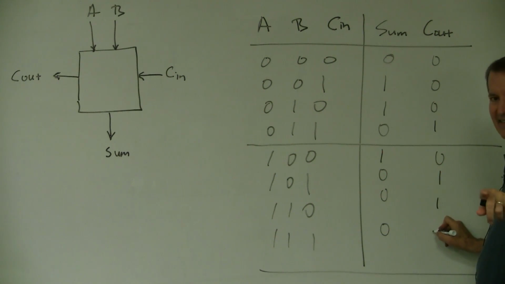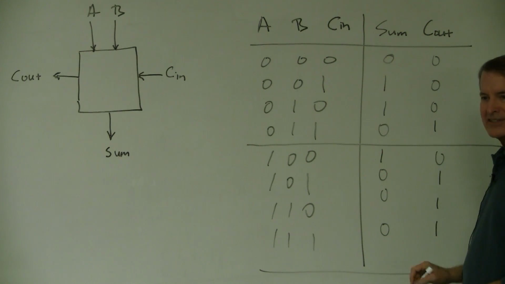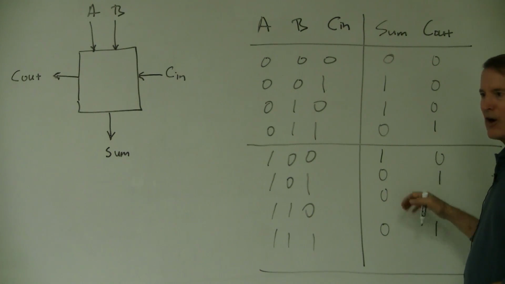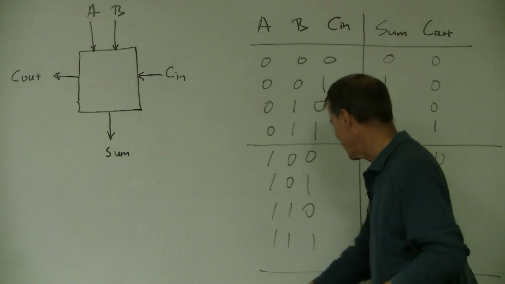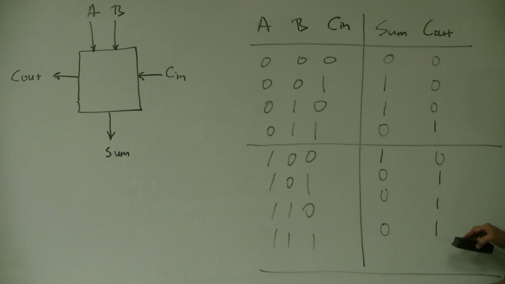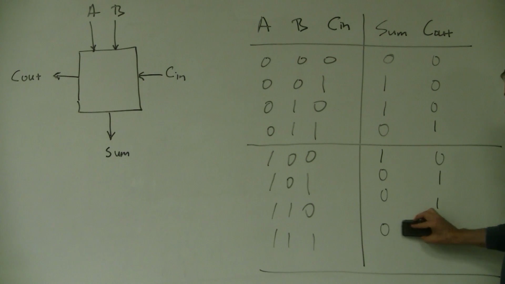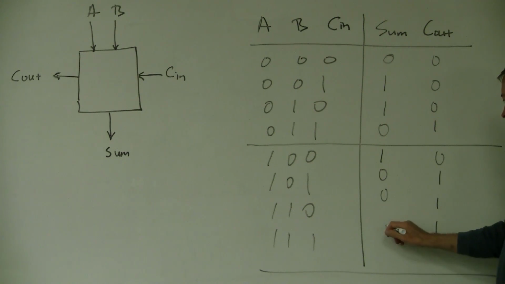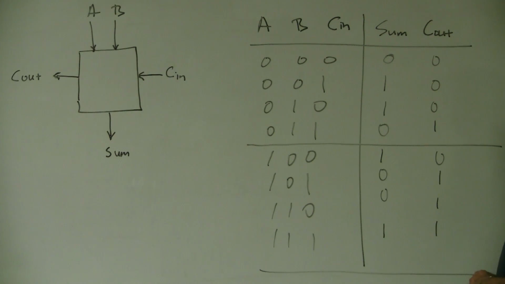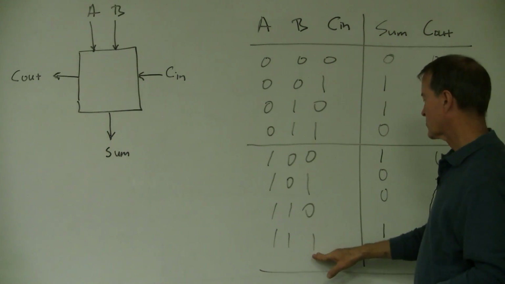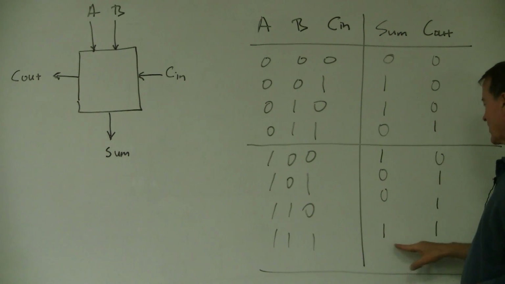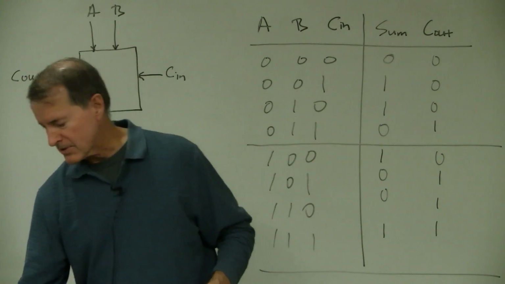1. 1. Does everybody agree? No. Oh, we have some disagreement. Okay, we won't say who. How many disagreements? Here, bottom of the sum. This should be 1, because if you add 1 plus 1 plus 1, the sum is 1 and the carry is 1. Yeah, you're right.